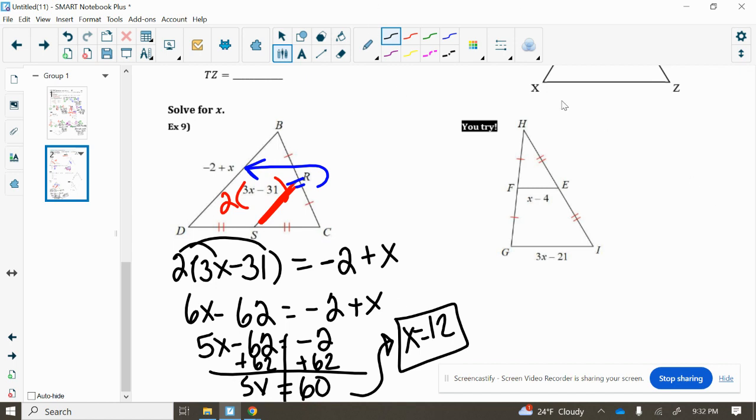All right, there's one last example for you to try. Again, keeping in mind the midsegment doubled equals that third side.